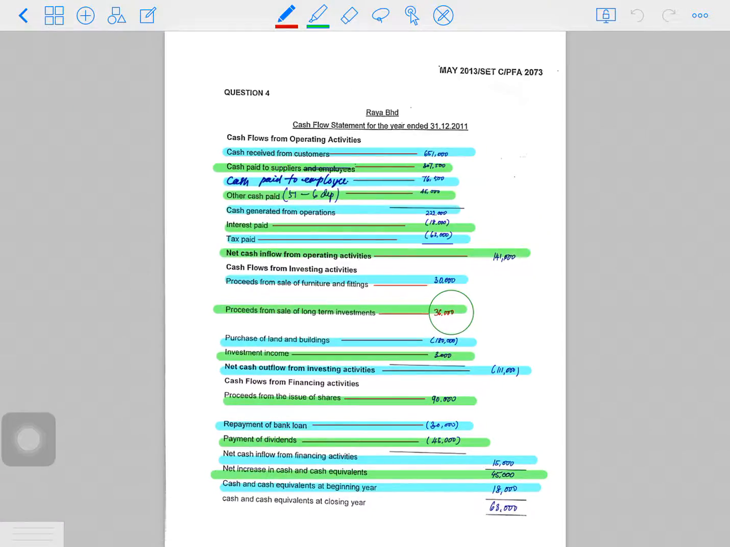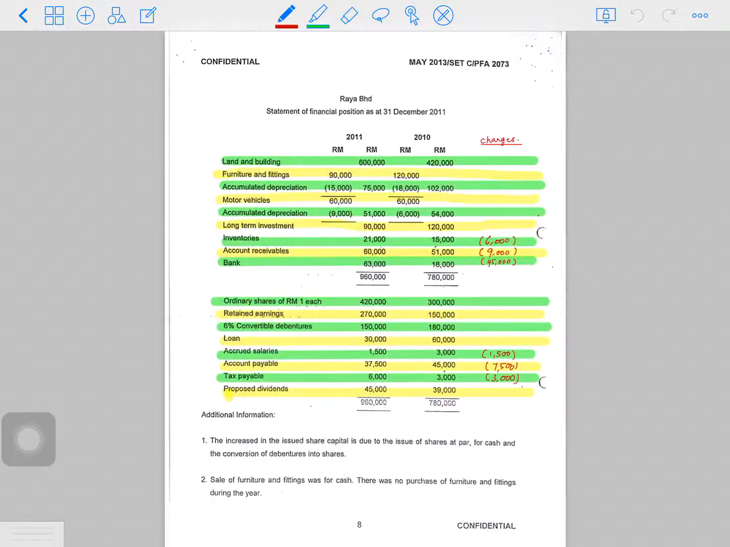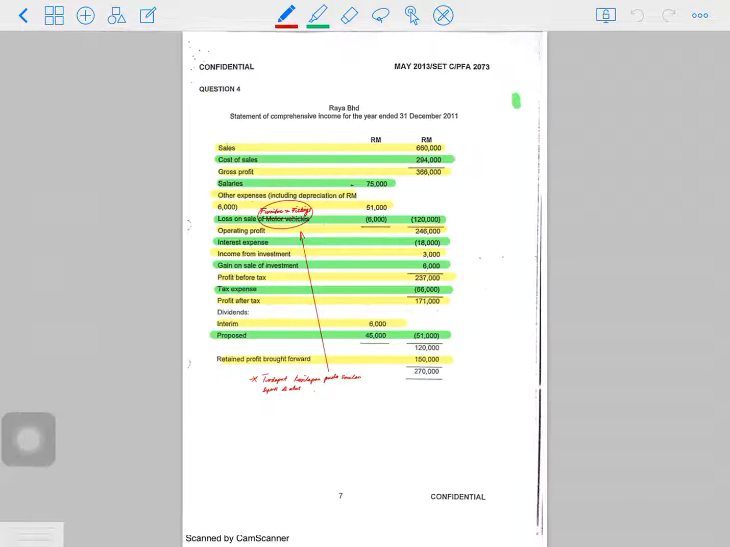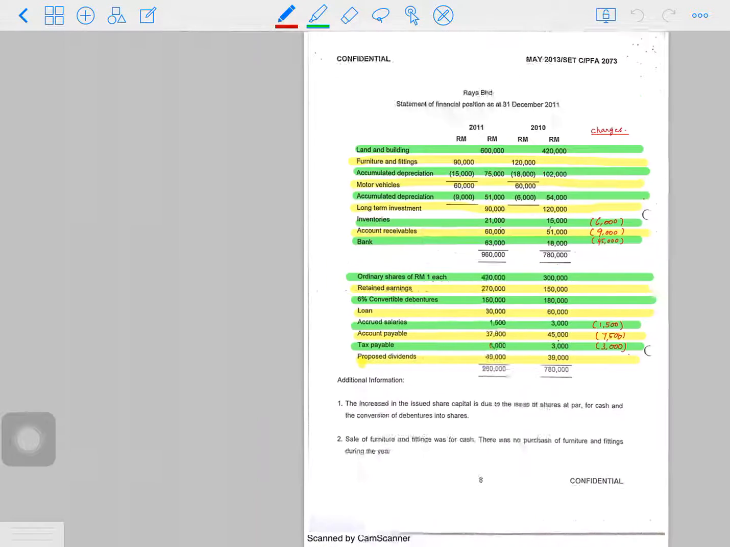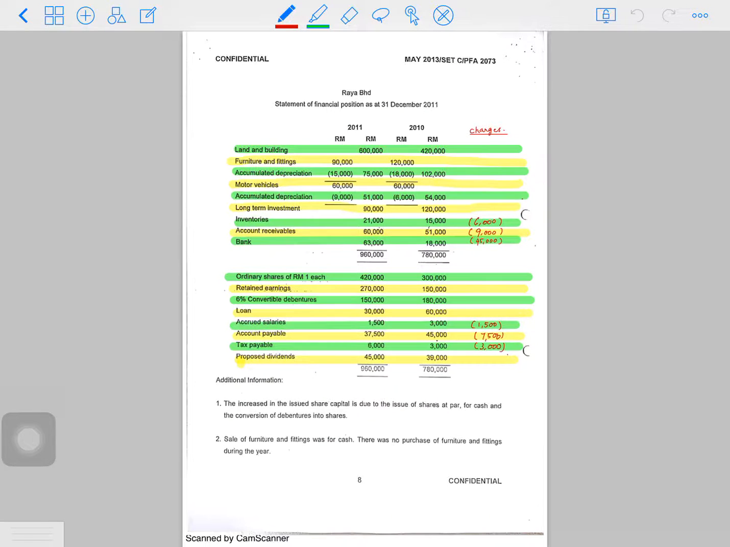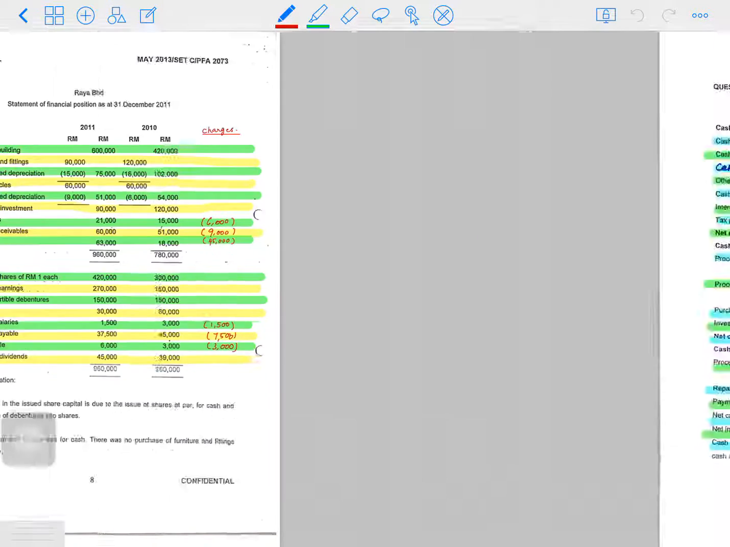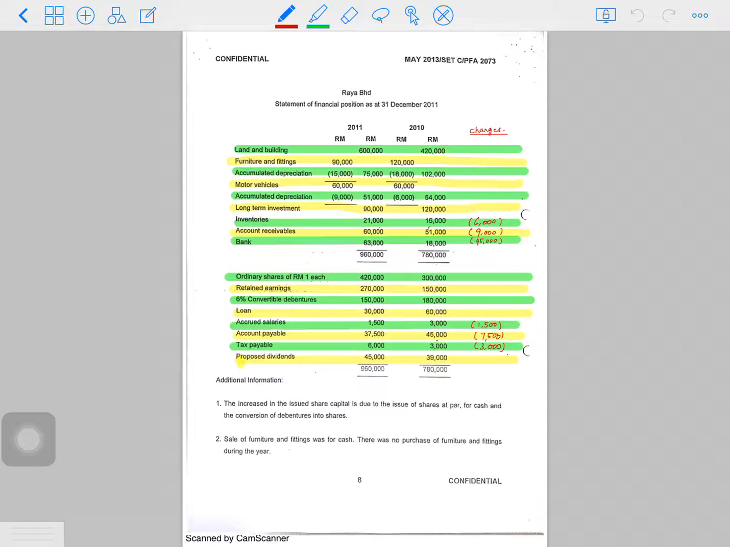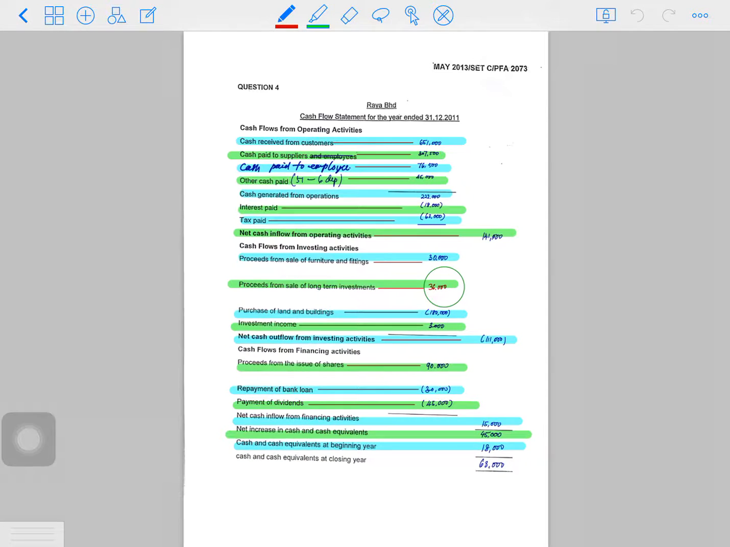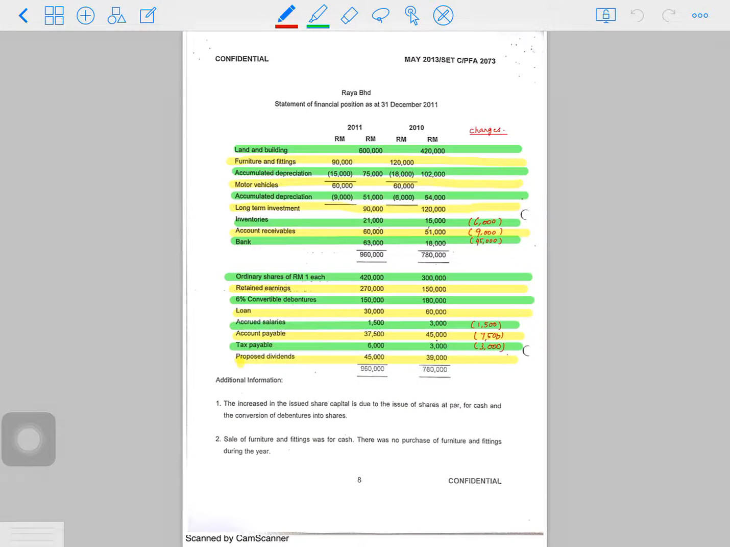Tapi yang ni dia hanya bagi dua lah. Comprehensive income dengan balance sheet kan, financial position. Sama jugalah. And then you ada additional information. Okay, ada dua additional information kat situ. Okay, kita akan tengok yang tu next class.